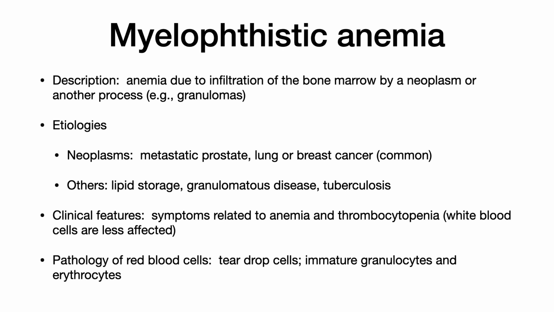This is where you have infiltration of the bone marrow by a neoplasm or other process, so granulomas and sarcoidosis. Here are some of the common neoplasms that can do it: prostate, which goes to the bone, lung, breast. Others: tuberculosis, granulomatous disease, as I said. And then you basically have a wipe out of the bone marrow, so you would have features associated with the loss of red blood cell production as well as white blood cell production and platelet production.